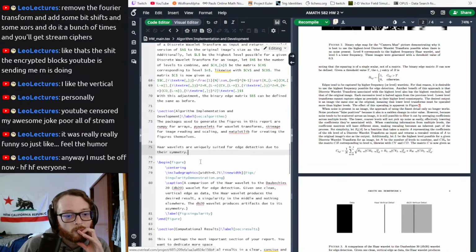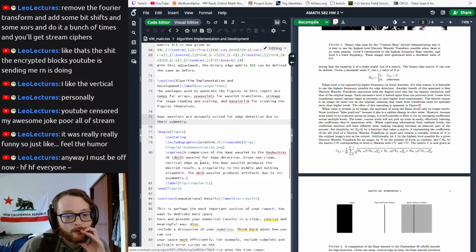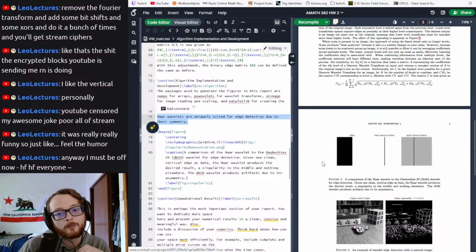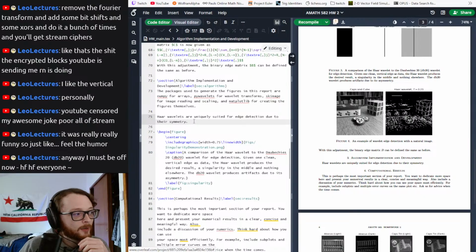Okay, so what do I really want to say here? I want to compare HAR wavelets to other wavelets. I would love to have a source that I could cite for the statement here, that it's the symmetry of HAR wavelets that cause them to be good for edge detection. I don't have a good source to cite for that, though. So I'll need to think about that, or just let it fly with that statement.